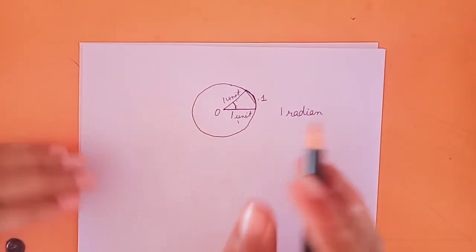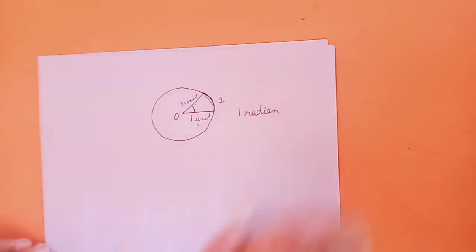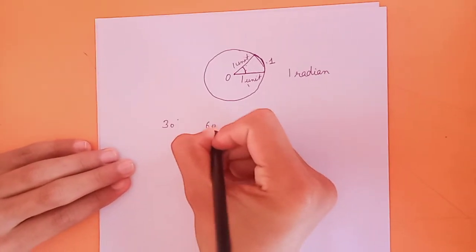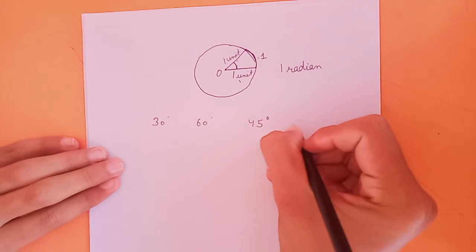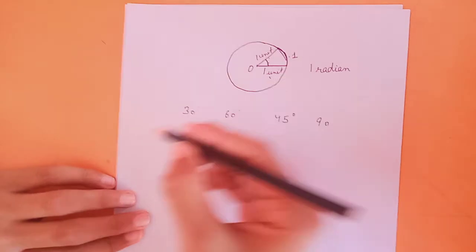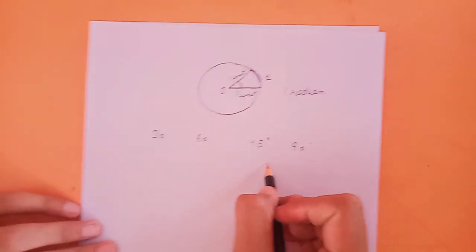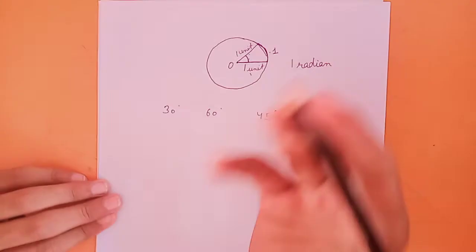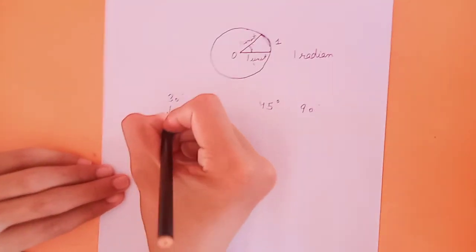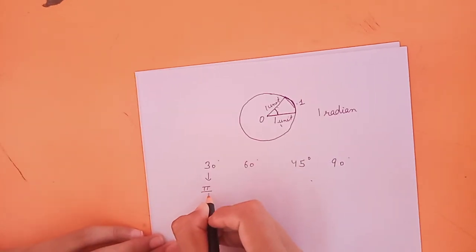In this class we will convert all the degree angles into radian. Now you have heard 30 degree, 60 degree, 45 degree, 90 degree. Also you have written the values of sin theta, cos theta and all the other trigonometric functions for these. Now we will convert them all into radians. Now 30 degree is pi by 6.